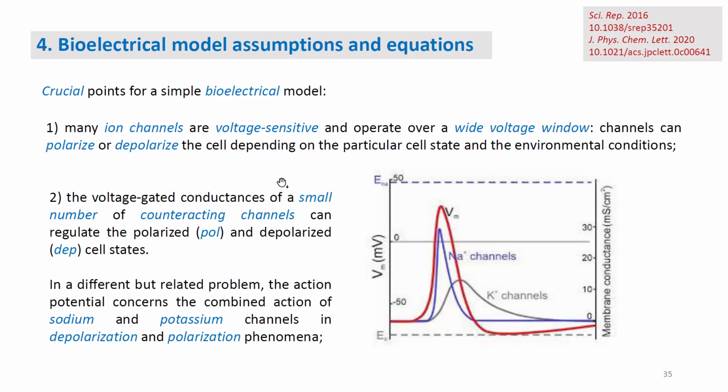Second, there should be some reason to consider a small number of channels, and especially voltage-sensitive channels, because neurons, in principle, come from non-excitable cells, and neurons, in the case of the action potential, are controlled by a relatively small number, in this case, of sodium and potassium channels.